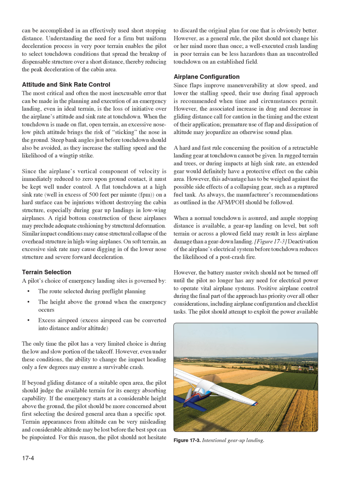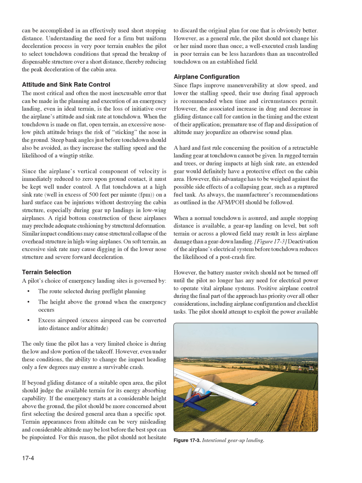Since the airplane's vertical component of velocity is immediately reduced to zero upon ground contact, it must be kept well under control. A flat touchdown at a high sink rate, well in excess of 500 feet per minute (fpm), on a hard surface can be injurious without destroying the cabin structure, especially during gear-up landings in low-wing airplanes. A rigid bottom construction of these airplanes may preclude adequate cushioning by structural deformation. Similar impact conditions may cause structural collapse of the overhead structure in high-wing airplanes. On soft terrain, an excessive sink rate may cause digging in of the lower nose structure and severe forward deceleration.